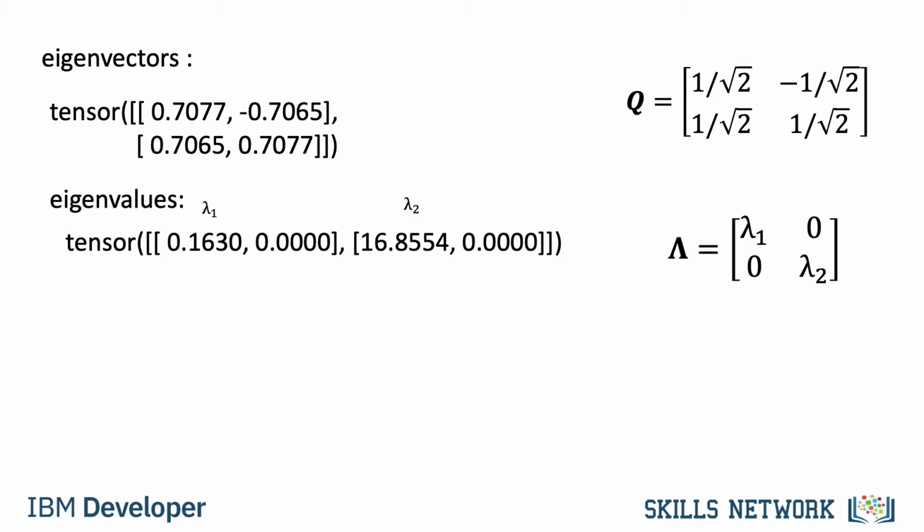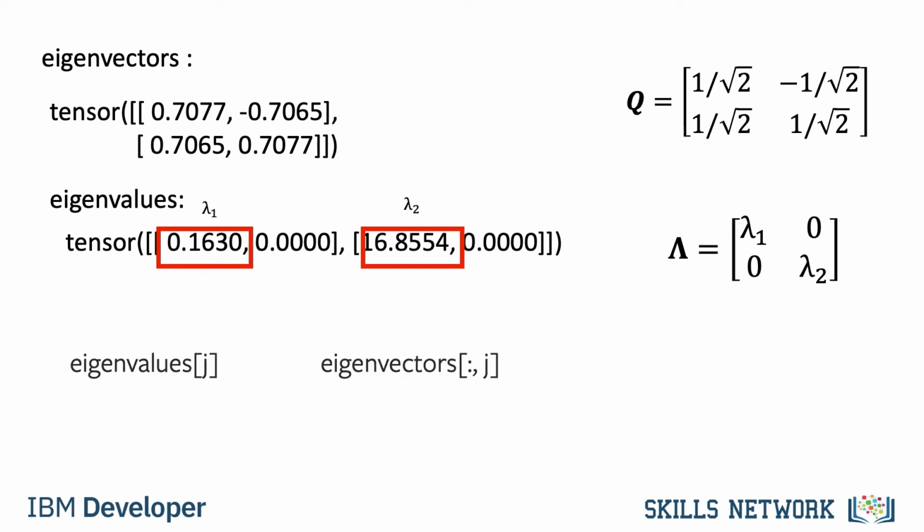Each row of the tensor eigenvalues is an eigenvalue representing the diagonal element of lambda, where the first element is the real part and the second element is the imaginary part. In this case, it will always be 0. The eigenvalues are not ordered. We can find the corresponding eigenvector for each eigenvalue as follows.